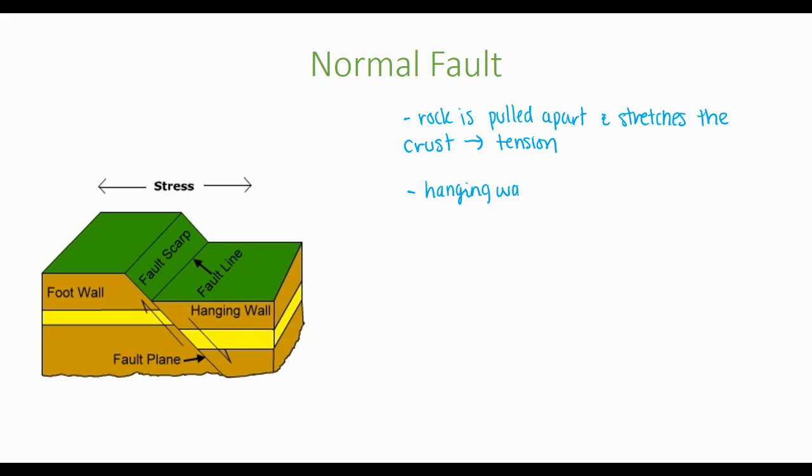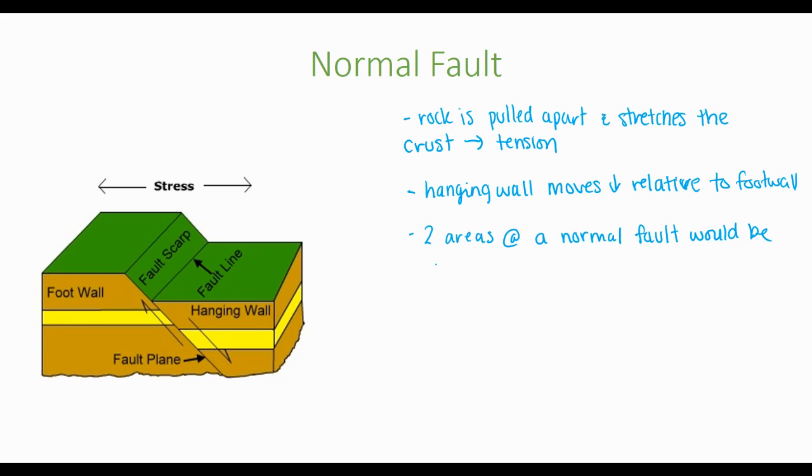So the hanging wall moves down relative to the footwall, as you can see in this picture. And at the end then, the two areas, a normal fault would be farther apart after faulting.